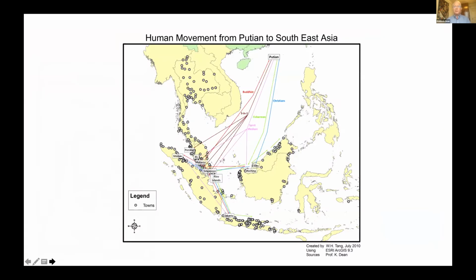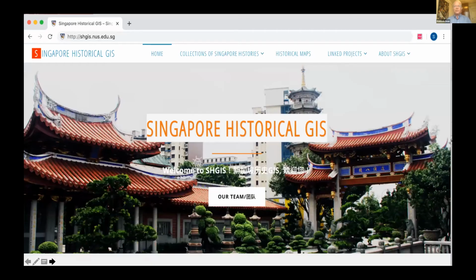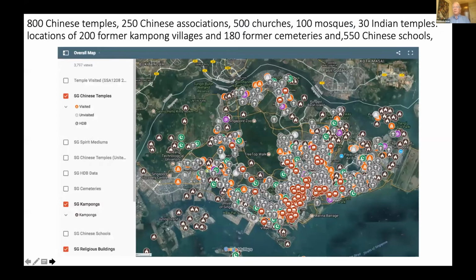Okay, I followed a lot of the migration out of Putian into Southeast Asia, following different religious migration networks. So we have Christians, we have Buddhists, we have Three-in-One, we have spirit mediums, all coming into different parts of Singapore and gradually expanding out into Southeast Asia, and some of them expanding into Singapore. What we've done with our Singapore historical GIS is we've tried to put a lot of this data up, creating kind of a religious map of Singapore.